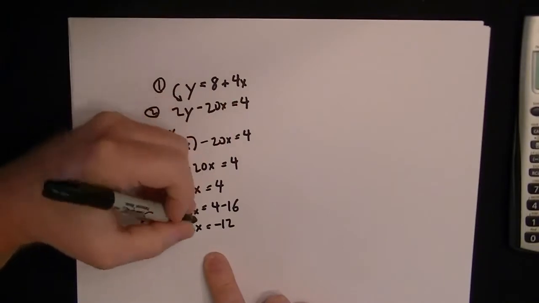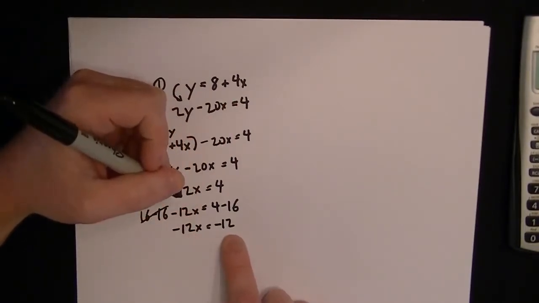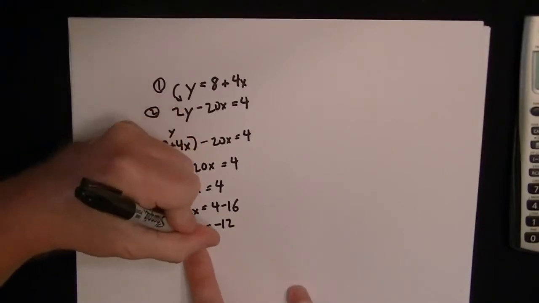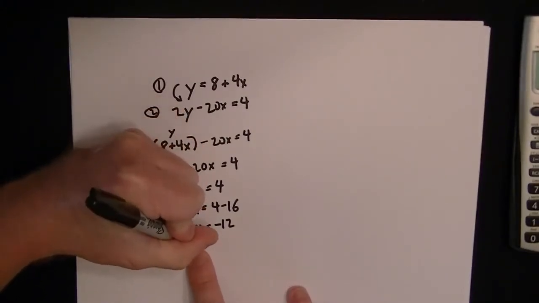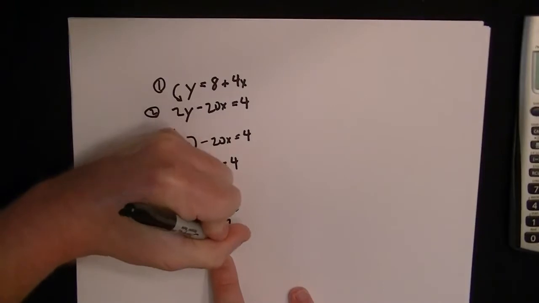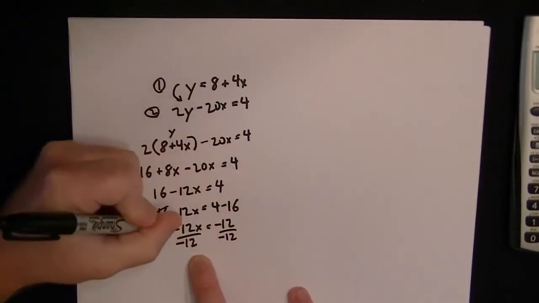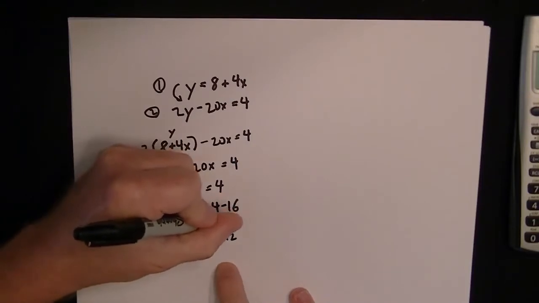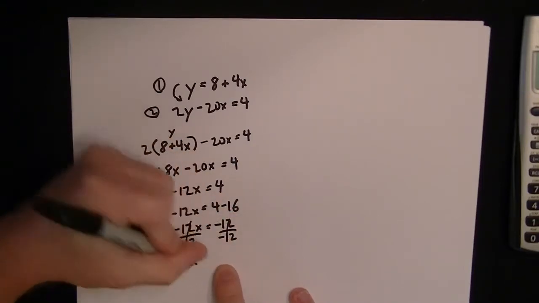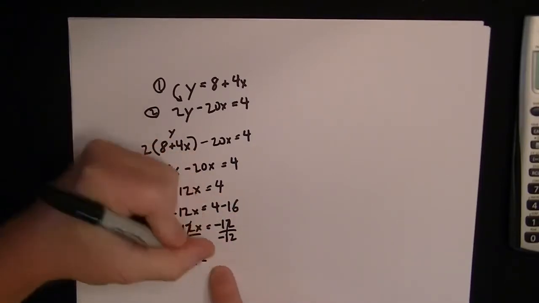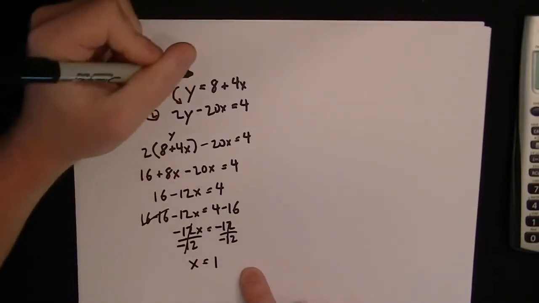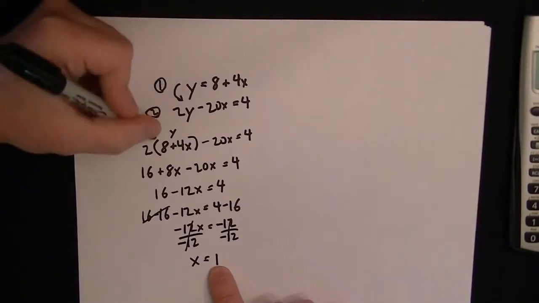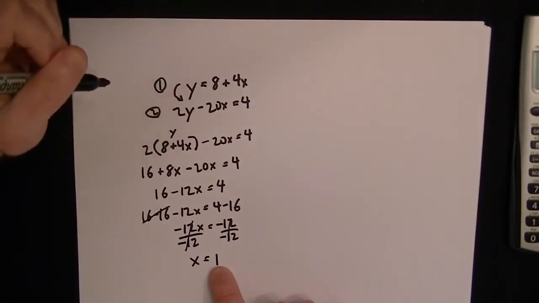So now the final step, we've got minus 12x equals minus 12. So you want to get rid of this minus 12. The way to do that is you divide by minus 12 on both sides. So minus 12 divided by minus 12 is 1. And minus 12 over minus 12 is 1. So that's 1 times x is equal to 1. So now we've figured out that x is equal to 1 using the substitution. So this is where the substitution took place.